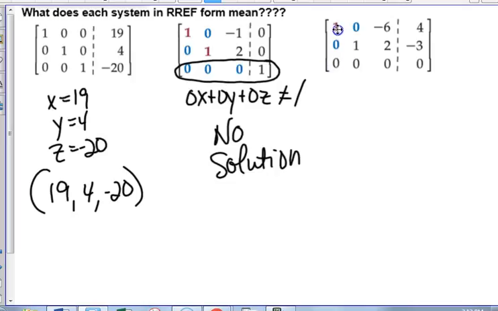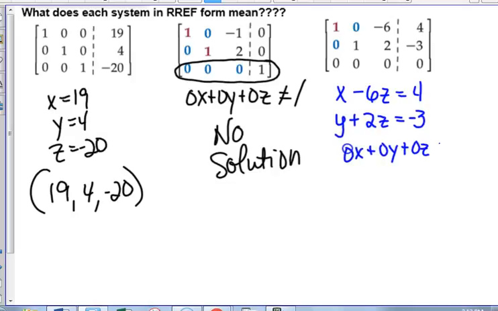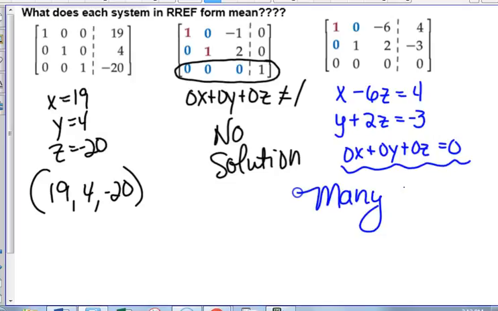On this one, this first row says x minus 6z equals 4. The second row says y plus 2z equals negative 3. The third row says 0x plus 0y plus 0z equals 0. Because this is always true, we write many solutions. Unfortunately, we're not done. When it's no solution, you get to be done. When it's many solutions, you don't.